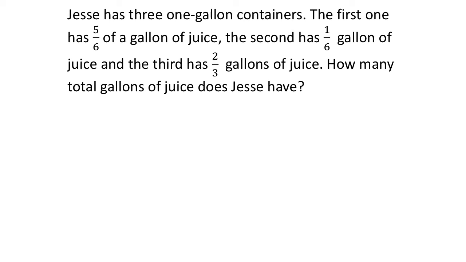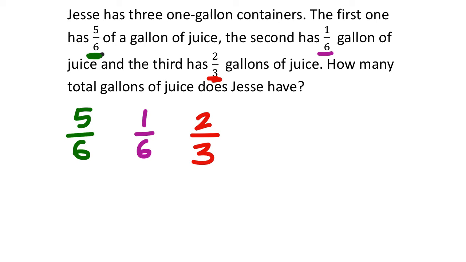Well, if we're looking for a total on this one, that means that we'd be combining them, right? So we have this first fraction here, 5/6. I'll try to color code these. 5/6. The next, well, I guess it'd be jugs, maybe. Yeah, containers, it says, right? The next one has 1/6 gallon of juice. And then this third container has 2/3 gallons of juice. We need a total on this, so we're just going to add these together.